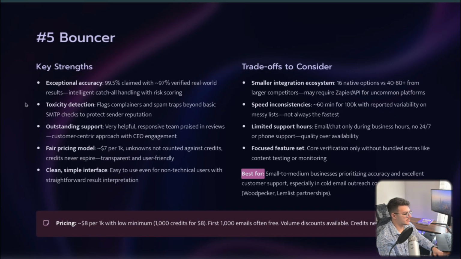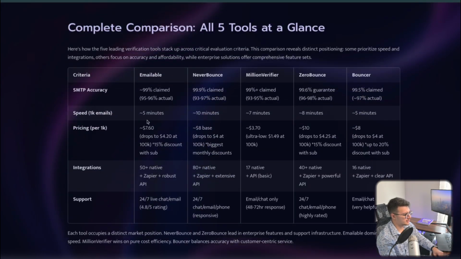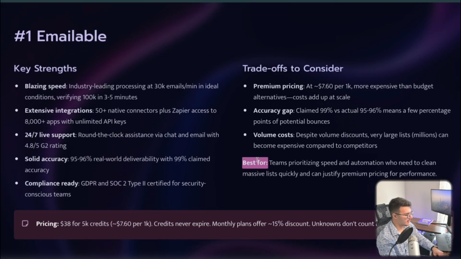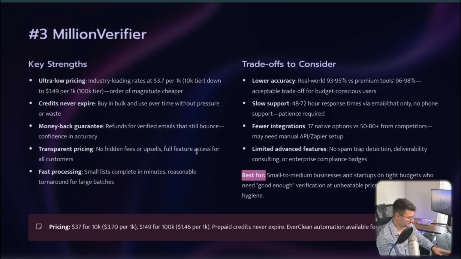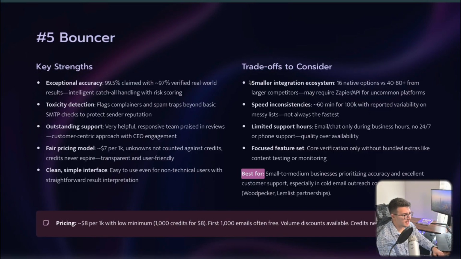Now, the last portion here is Bouncer. Bouncer will come in at a higher accuracy rate. They do have other tools as well. Outstanding support, which is a very helpful support team. Fair pricing. If you see all these, they're really just neck and neck with each other, really about the same. So without being an outlier, they're all relatively the same, just depending on exactly what is a make or break for you and what you need. And they do have a smaller integration ecosystem, which again, 16 native versus the 40 to 80 from others. And if that's a deal breaker for you.